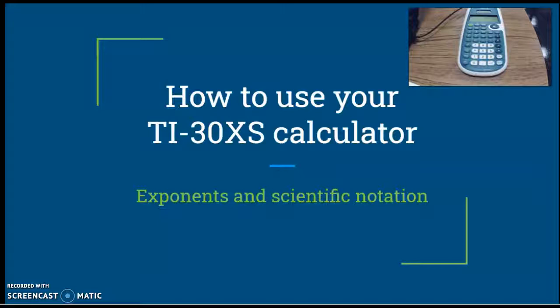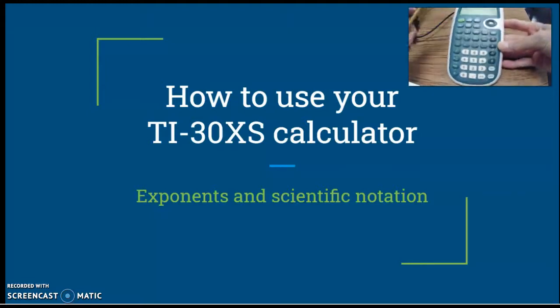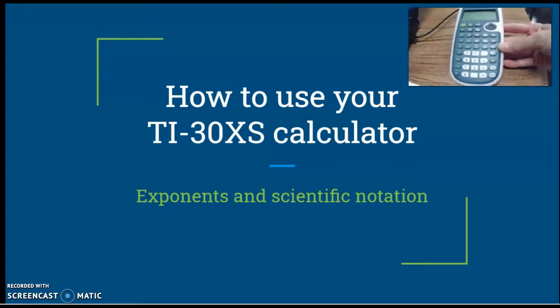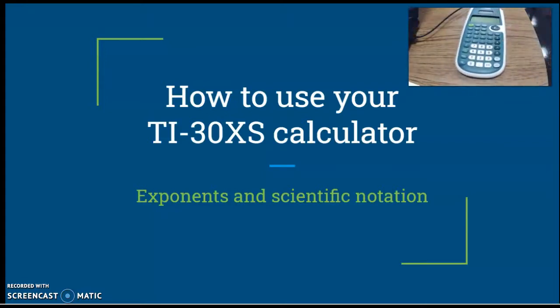Hi everyone. So in this quick video, I just want to give you a few tips on how to use a TI30XS calculator. So this is the calculator that I recommended for class, but other scientific calculators probably work very similarly to it. So if you have a calculator that has sort of the multiple display rows, then this video may help you figure out how to use some of the functions.